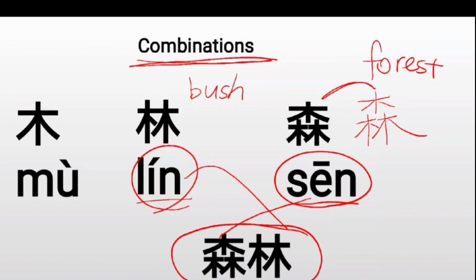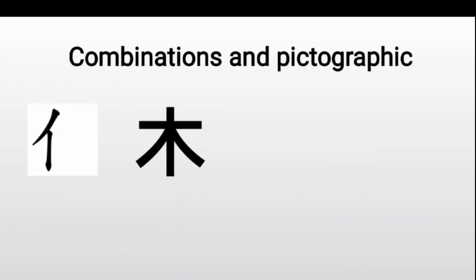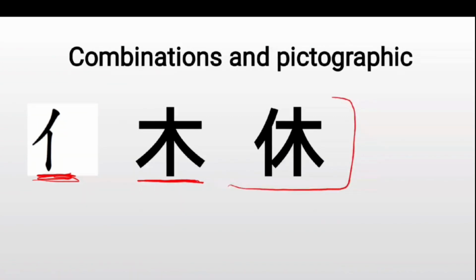I showed you how to make words by combining two together or three together. And I'm going to show you that there is a way to put two elements together to combine a word, and it also shows a picture. Let's have a look. We've met both before. This one means person. This one means mu, means trees, wood. But what if we put them together? This is a Chinese word.